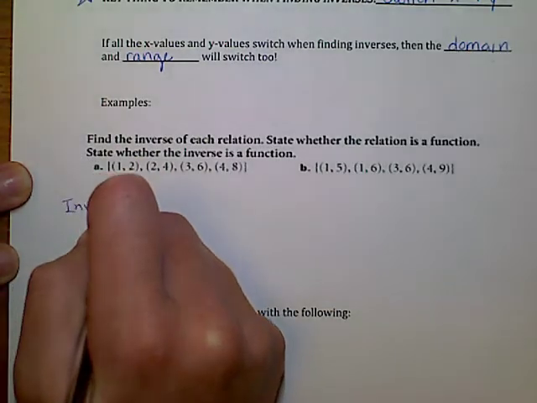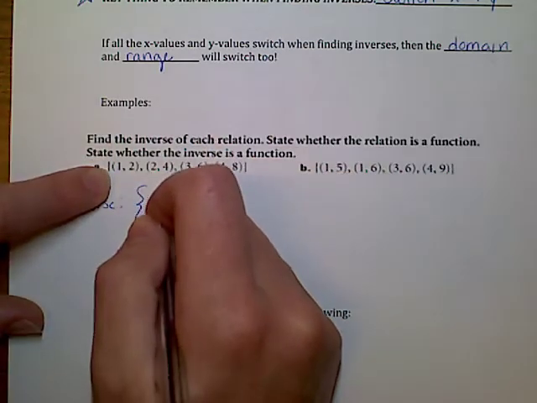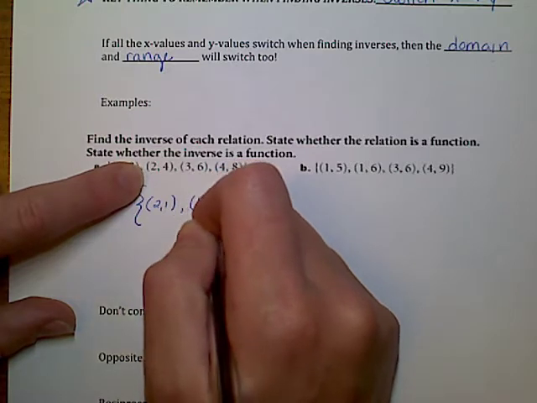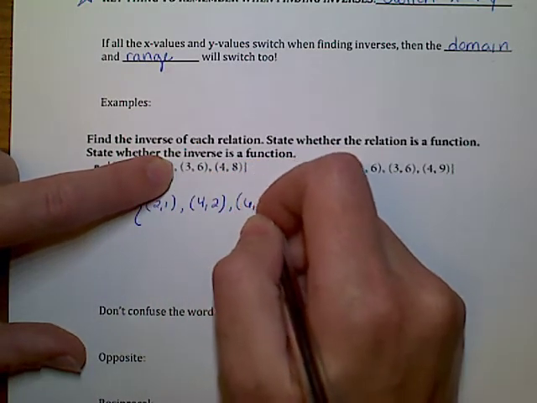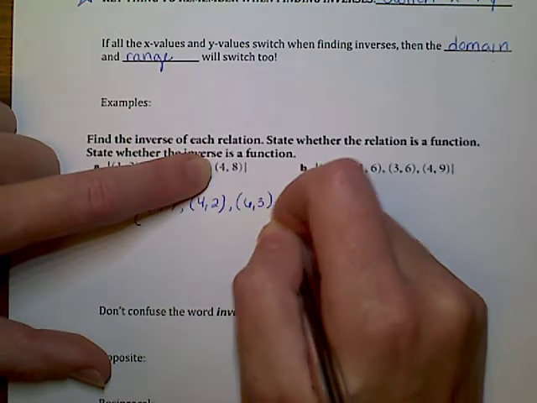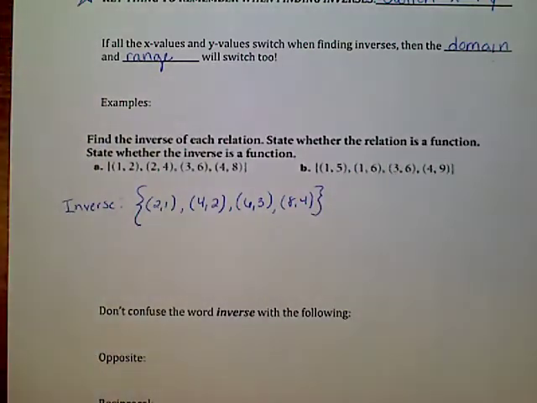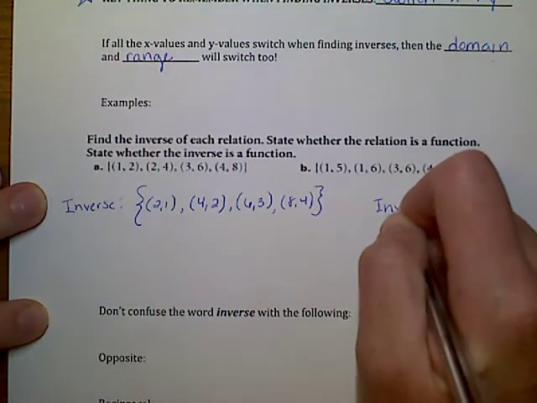To find the inverse, 1, 2 becomes 2, 1. 2, 4 becomes 4, 2. 3, 6 becomes 6, 3. 4, 8 becomes 8, 4. It's as easy as that. We just switch x and y. So same thing over here.